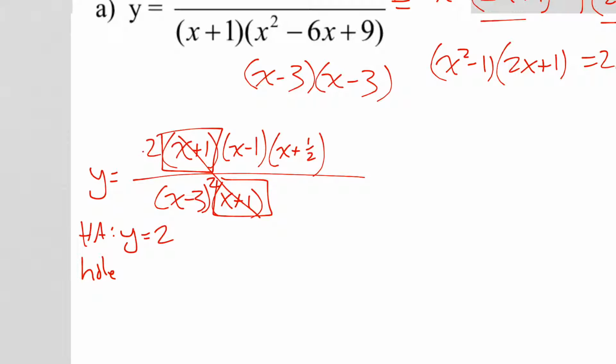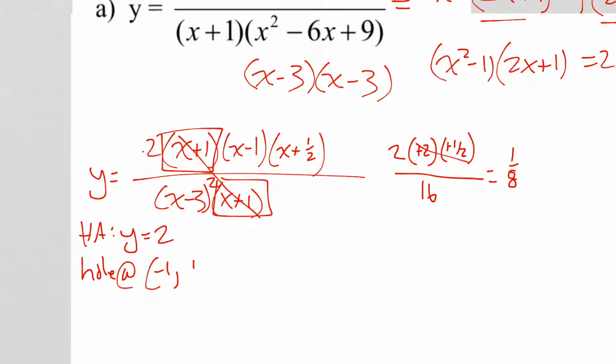And let's figure out what that y value is. If we plug in negative 1, we'll get 2 times negative 1 minus 1 is negative 2. Negative 1 plus 1 half is negative 1 half. Over negative 1 minus 3 is negative 4, squared is 16. So it looks gross, but look in the top, negative 2 times negative 1 half is first off positive, and second off 1. It just goes away. So we have 2 over 16, so we get 1 over 8. So we know our hole is at the x value of negative 1, the y value of 1/8.